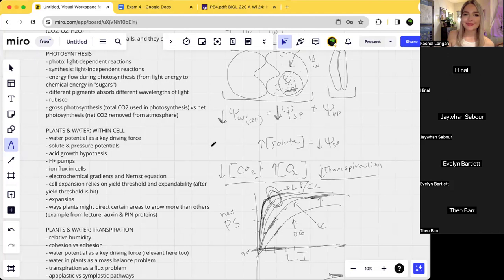So do you think he's going to ask us about the actual equation? Because I think in lecture 29, he had us go through this whole chemical equation to get CO2 out of the atmosphere, and then this is photosynthesis. Do you think it's reasonable to assume he would test us on that, giving us the equation, or just focusing more on the concepts surrounding photosynthesis?